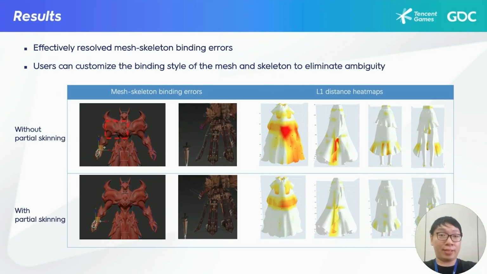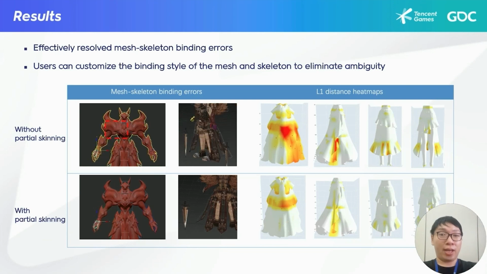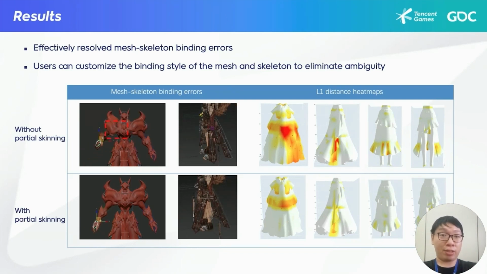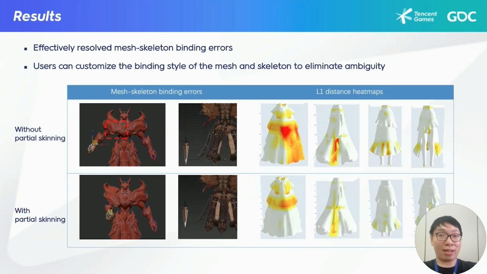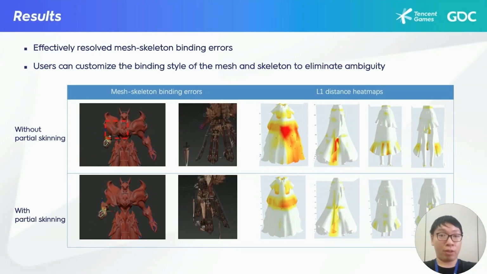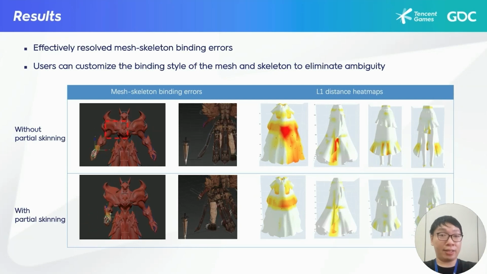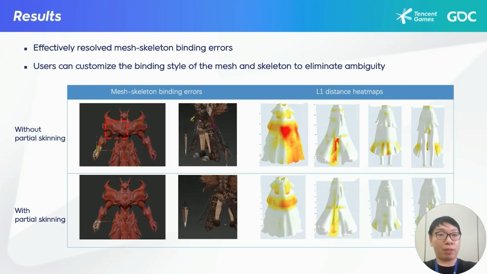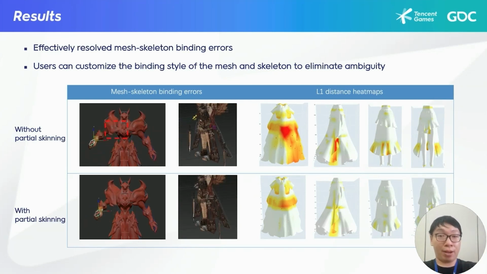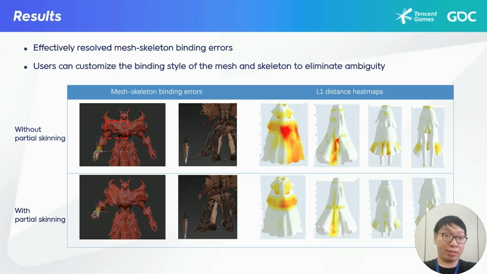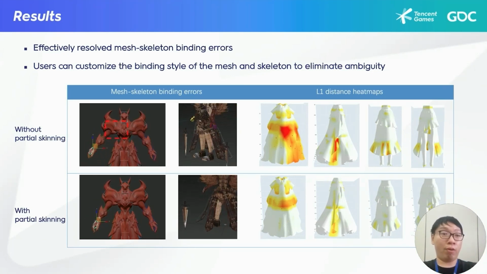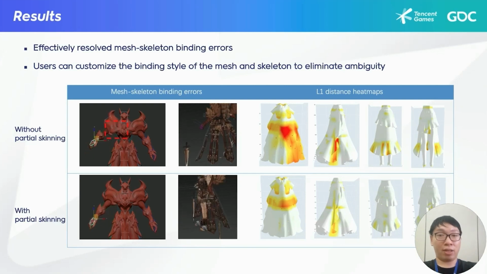Let's take a look at the effectiveness of the partial skinning neural network, as demonstrated in the figure on the left. These binding errors in both cases were effectively resolved by the partial skinning neural network. Moreover, as indicated in the figure on the right, users can customize the mesh and skeleton binding style to eliminate ambiguity, resulting in the removal of most of the artifacts on the skirts.